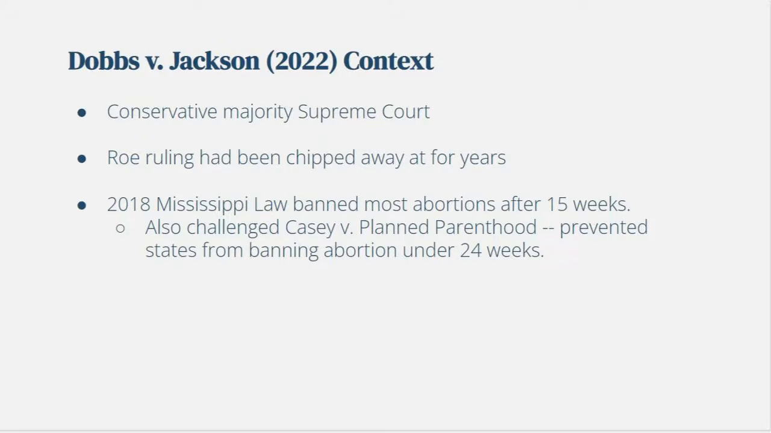While many restrictive laws had been passed in states and challenged in the courts, some of which were able to chip away at the Roe ruling, the Supreme Court had been hesitant to fully reopen the Roe v. Wade ruling. A challenge to the 2018 Mississippi state law that banned most abortions after 15 weeks of pregnancy did make its way through the courts and all the way to the Supreme Court. The law also challenged another ruling, Casey v. Planned Parenthood, which had prevented states from banning abortion within 24 weeks.